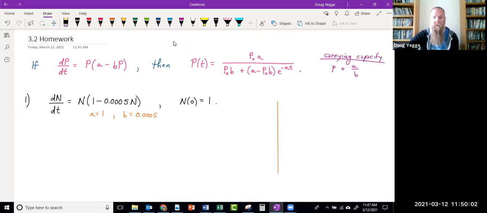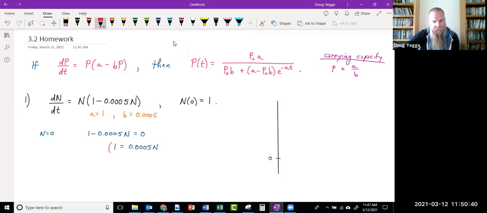Remember that in order to come up with our phase portrait, we simply need to set each factor equal to 0. First, we find the critical numbers, which means where is n equal to 0, which obviously would mean that 0 is one of our critical points. And the second one is where 1 minus 0.0005 n is equal to 0. So that would be where 1 is equal to 0.0005 n.